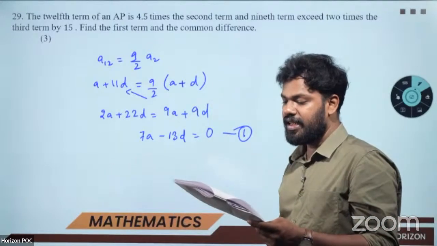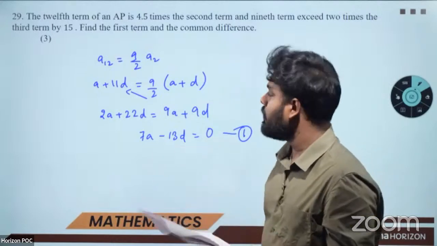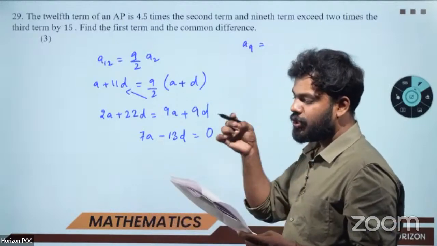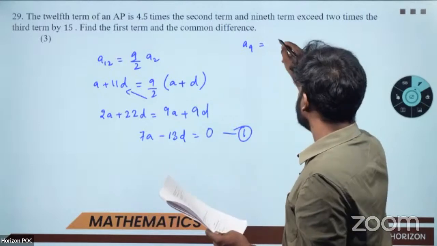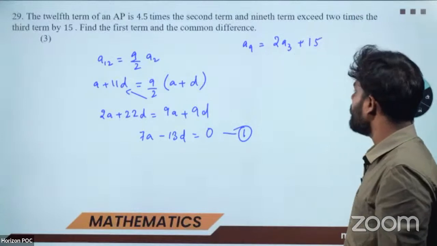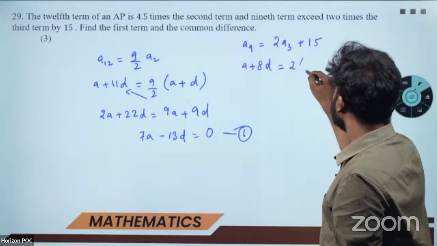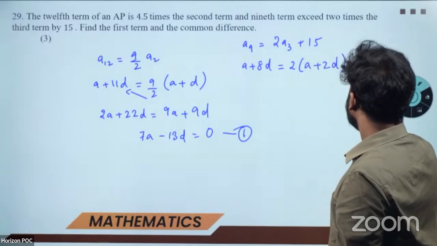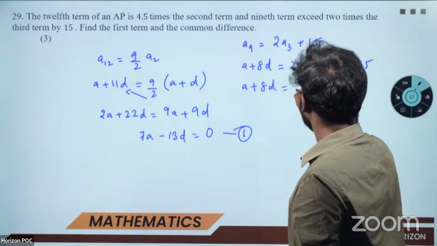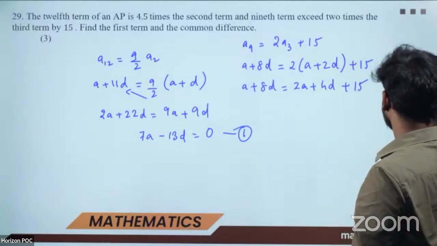Now, the next thing that they have given here is the ninth term exceeds 2 times the third term by 15. So ninth term means A9. It exceeds 2 times the third term by 15. So 2 times A3 plus 15. So A9 will be A plus 8D, which is equal to 2 times A3, meaning A plus 2D, plus 15. So I get A plus 8D is equal to 2A plus 4D plus 15.